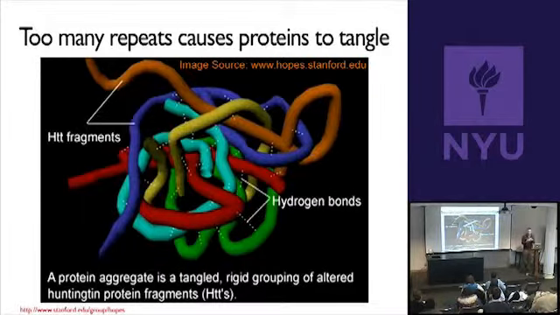Proteins have jobs to do. And so if your proteins are in a tangled mess, it's unlikely they're going to be performing their job properly. These tangled messes we usually call aggregates. You can see it's a tangled, rigid grouping of altered protein fragments. And what's thought to actually cause disease is that this protein is made in nerve cells, in neurons.